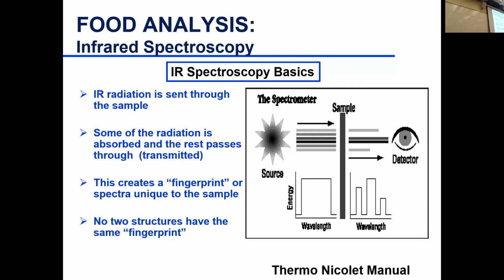If we're quantifying, we have to always remember that we need to follow these laws. Quantification is done at a singular wavelength. However, identification and structure elucidation can be over a scan of wavelengths. So we can get the fingerprint, and no two structures have the same fingerprint in IR.